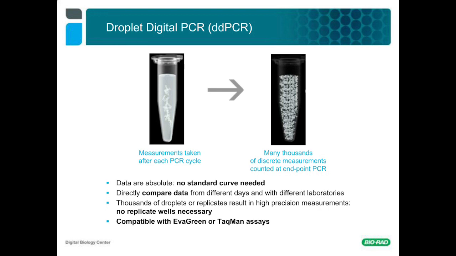This has many benefits. Data is absolute with no standard curve needed. It allows you to compare data from day to day and lab to lab, and thousands of droplet partitions result in high precision measurements with very small error bars. And finally, the QX200 allows you to use EvaGreen-based assays as well as probe-based TaqMan assays.